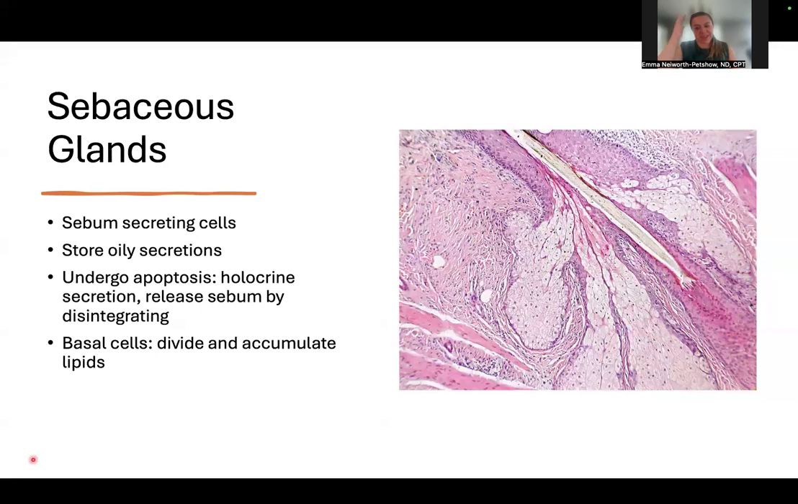Looking at our sebaceous glands, we can see this gland here. These are sebum-secreting cells that store oily secretions. They undergo apoptosis, or holocrine secretion, to release sebum by disintegrating, and the basal cells can divide and accumulate lipids and replace cells that undergo apoptosis.